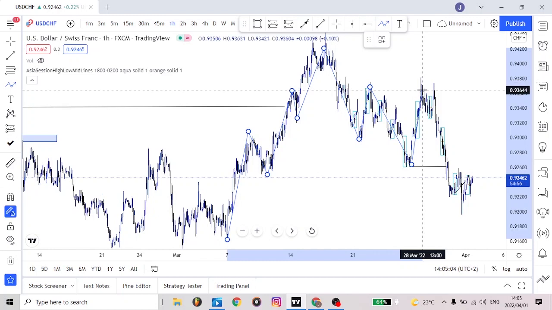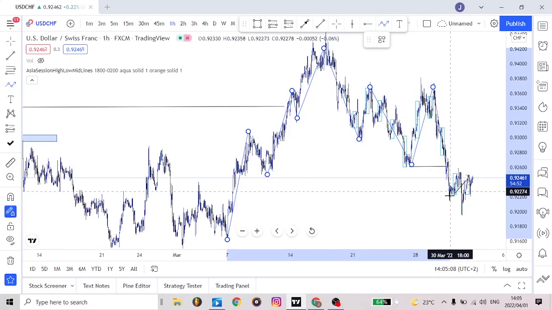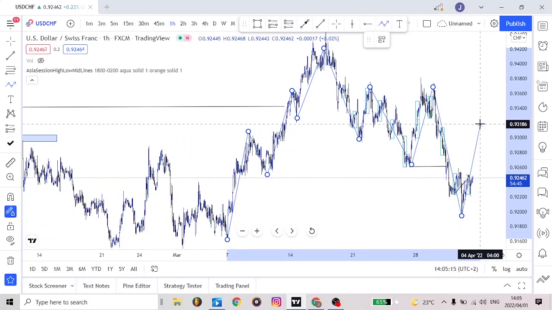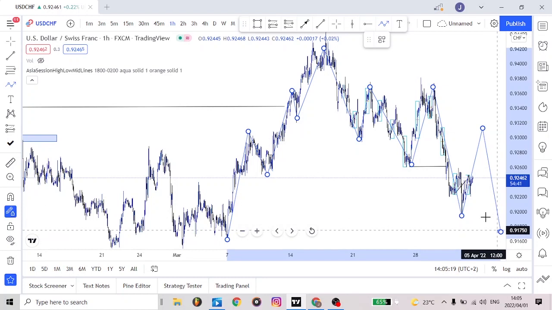I think it happened during the session. We had some news here, and then we continued going to the downside. As you can see, now we're in the downside. We're in the retracing stage. Now we are retracing upwards, and we expect the market to retrace to a point somewhere here and then continue going down.